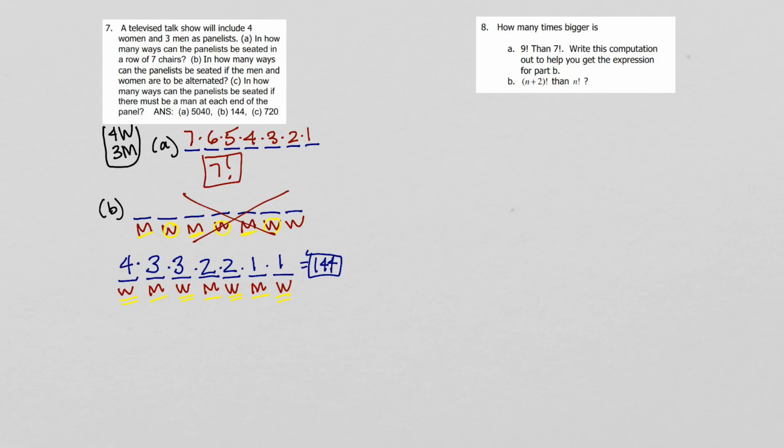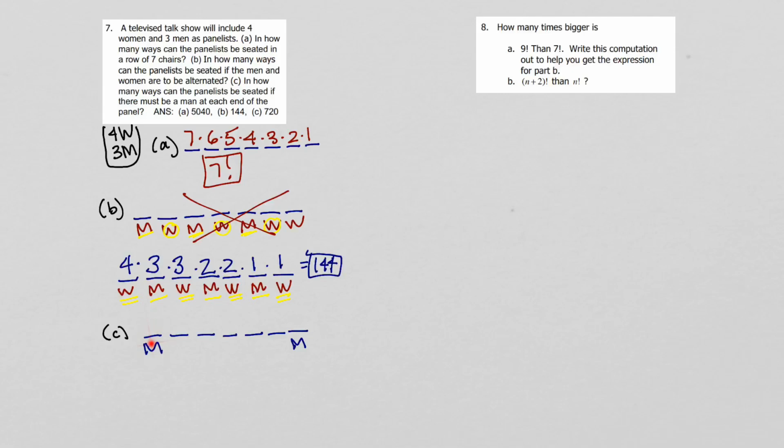Now, what are we going to do here in part C? In part C, we're looking for this: how many ways can they be seated if there must be a man at each end of the panel? All right, so let's draw our seat. So 1, 2, 3, 4, 5, 6, 7. And we have to have a man at each end. So a man there and a man here. And then apparently it doesn't matter what kind of mix we have in here.